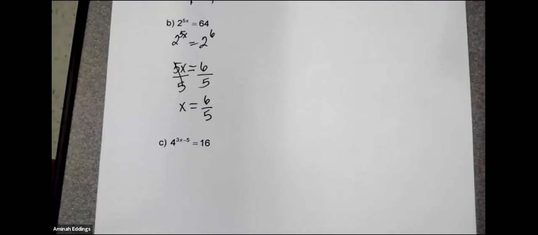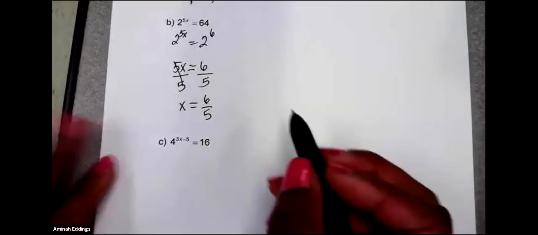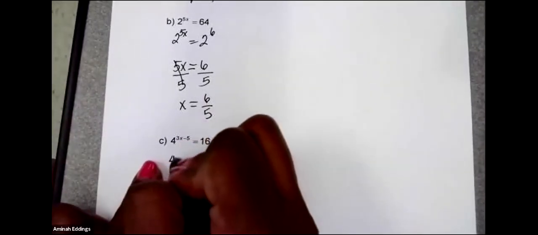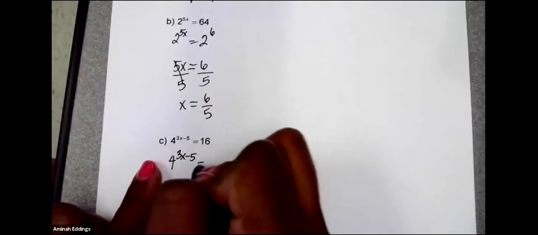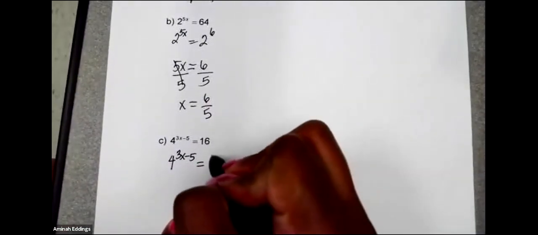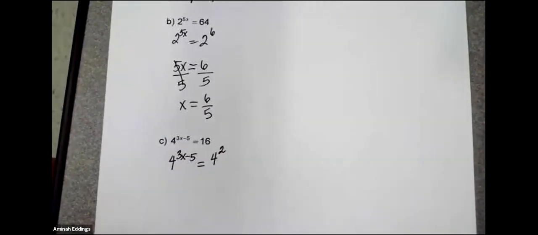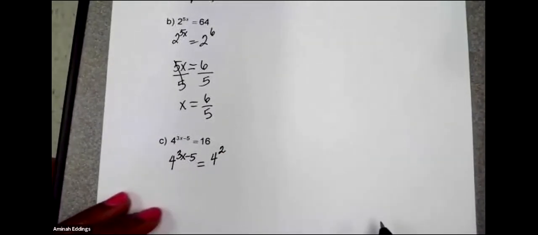So let's look at C. C is 4 to the 3x minus 5 power is equal to 16. Okay, so right now, my bases are not the same, but I want to see if I can make them the same. Is it possible? Yes? How? Very good. Okay, so I'm going to leave the 4 to the 3x minus 5 power the same, but I can rewrite 16 as 4 squared because 4 squared is the same as 16.